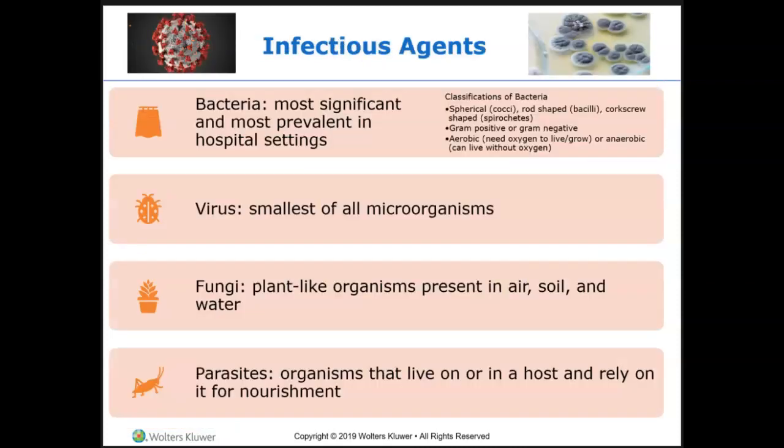Here are infectious agents. Bacteria are the most significant, most common, and honestly the most prevalent infectious agent that we see in healthcare settings. The classifications of bacteria, gram-positive and gram-negative, are important to have a good general knowledge base, since a lot of providers like doctors, nurse practitioners, and physician assistants utilize this information when prescribing the most appropriate antibiotic therapy, right? So when you're talking to them, sometimes you do have discussions about that, so it's important to know.